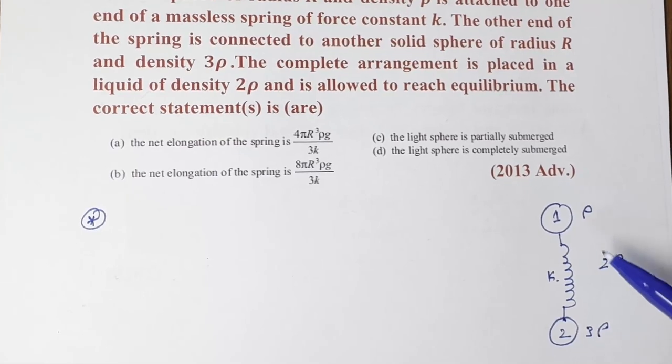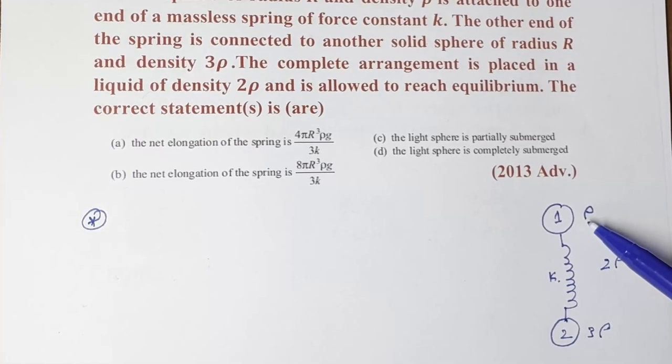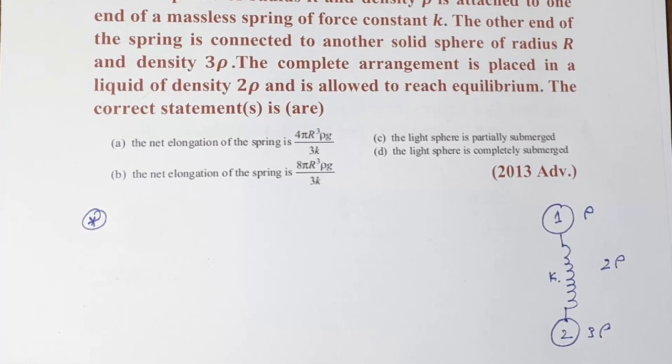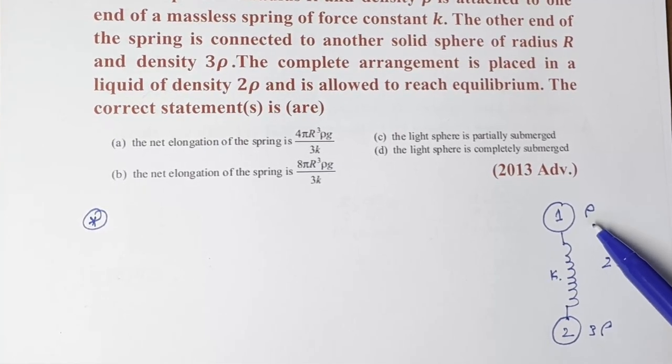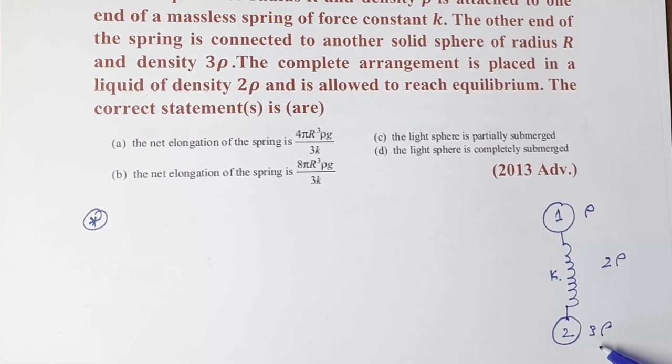In this case, we can easily understand that the density of sphere 1 is less than the density of the liquid, and for sphere 2 it is more than the liquid. This is going to help us find in which direction the force is going to act. As the density of the liquid is more than the density of sphere 1, sphere 1 is going to have a net force in the upward direction, whereas the density of sphere 2 is more than the density of the liquid, so it is going to have a net force in the downward direction.